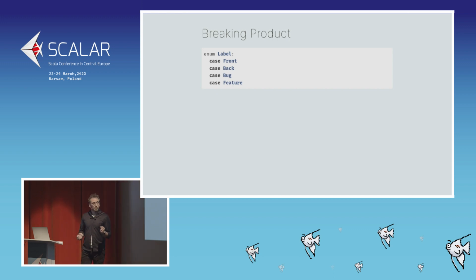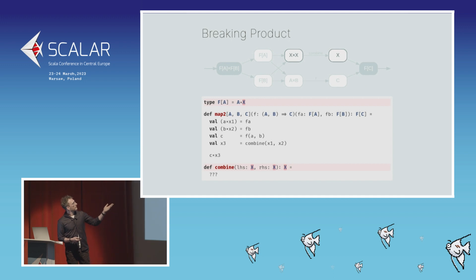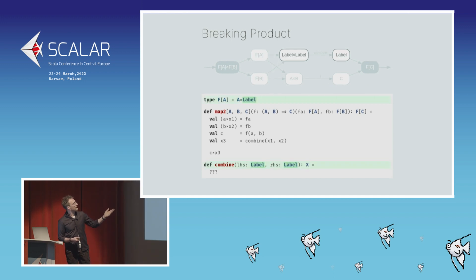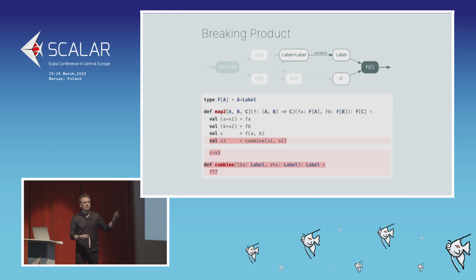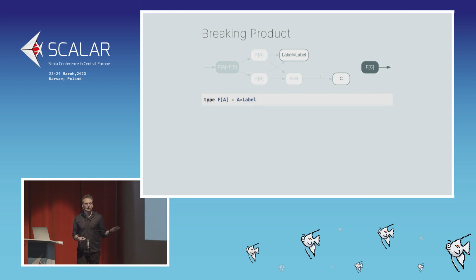So given that label, we can then go back to our diagram, replace X by label, which means that we cannot implement combine by design. We've specifically crafted label to not be able to be combined. And if we can't have combine, we cannot call it. If we can't call it, we don't get an X and a C, so we can't get to an f of C by product introduction. And we can't implement map2. And we have a data type that is not an apply.